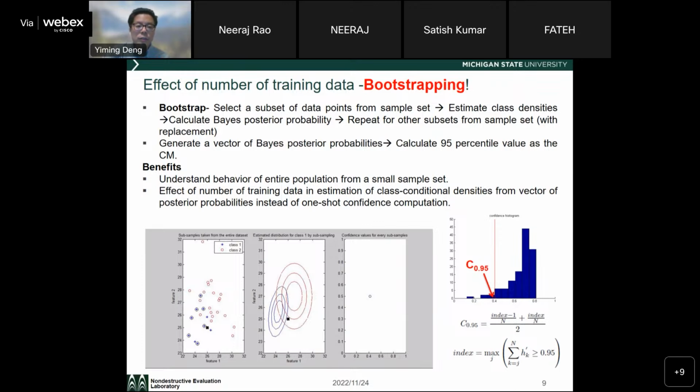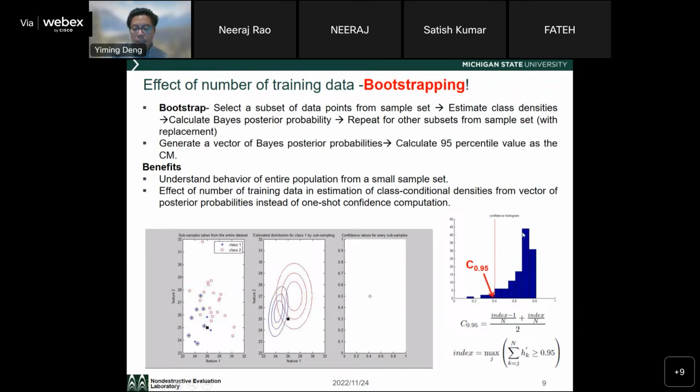One way of doing that is bootstrapping, which means that you can select a subset of the data points from a limited sample set, and you estimate those densities from those subsets. You can do that randomly through this bootstrapping approach and calculate the posterior probability from that. And then you repeat that for other subsets when you do this random drawing. From that bootstrapping, you can have a vector of Bayes posterior probability.